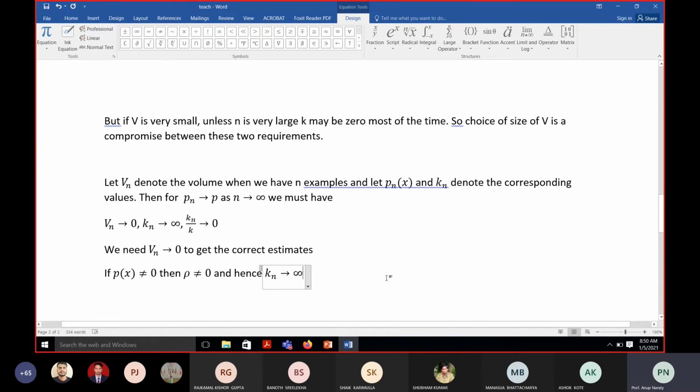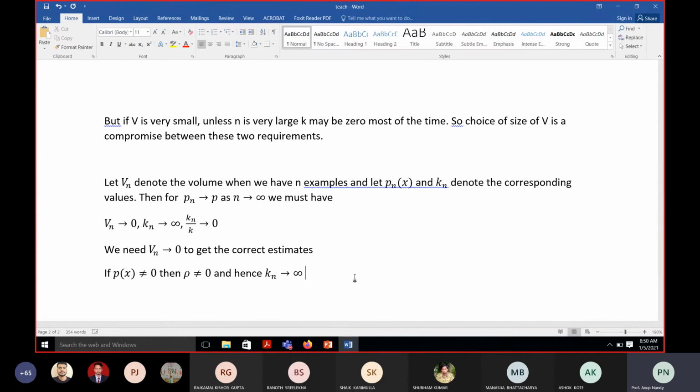Okay, so finally, what we are going to do is make this pnx converge to px. So we are going to establish some conditions, the conditions under which pnx converges to px. That is the main thing. So pnx converges to px under certain conditions.